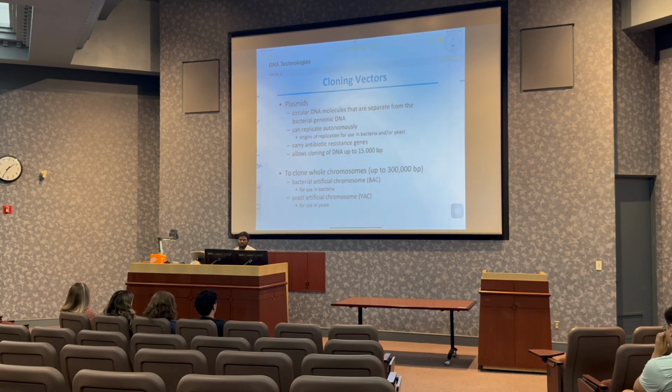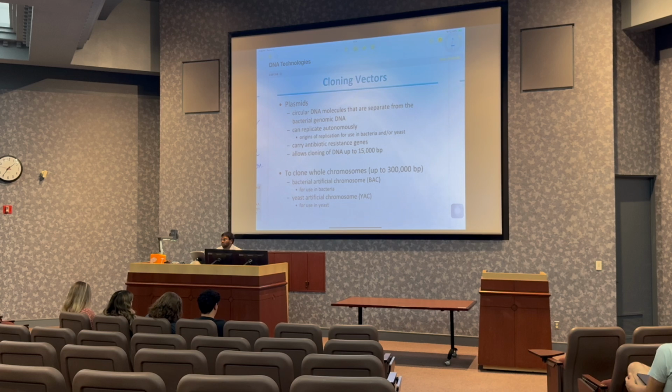I say plasmids are circular DNA which is extrachromosomal in bacteria. They can replicate autonomously, which basically means they do not need a vector or someone else's order to replicate and make their own copies. The next thing is they can carry antibiotic resistance genes, allowing cloning of DNA up to 15,000 base pairs. So you can only clone a short sequence of DNA using plasmid.